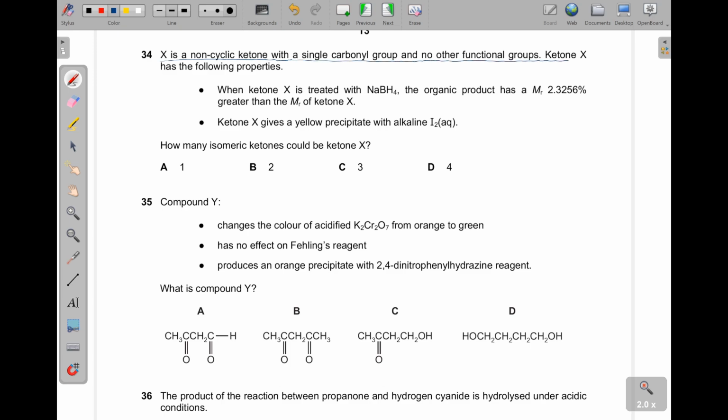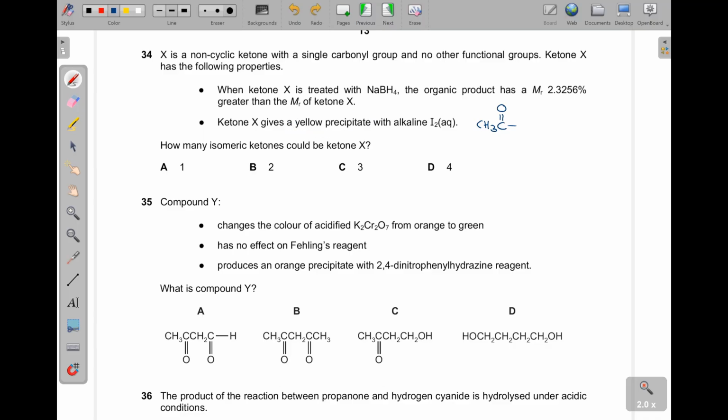with a single carbonyl group and no other functional groups. Ketone X has the following properties. When ketone X is treated with sodium tetrahydroborate, the organic product has a molecular mass 2.3256% greater than the molecular mass of the ketone X. Ketone X gives a yellow precipitate with alkaline iodine. Now, if it gives a yellow precipitate with alkaline iodine, then that means it must have the CH3CO group to give the yellow precipitate, which is triiodomethane.